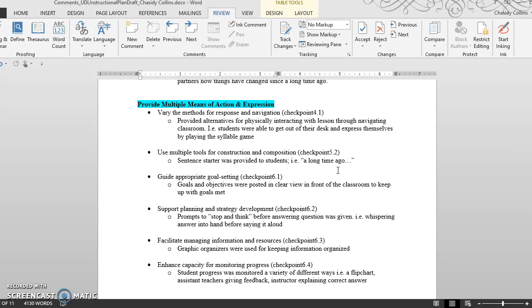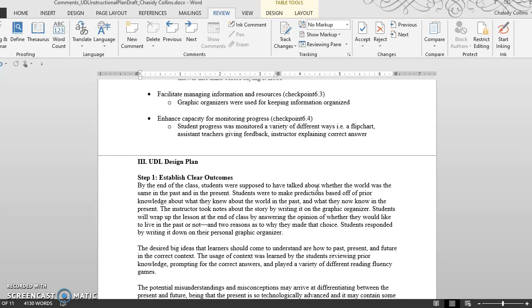So the instructor gave the students prompts to stop and think before answering a question. So an example that I gave earlier was that the teacher allowed for them to whisper into their hand before saying a word out loud and blurting it out. So this was a good way for the students to plan and strategize by way of getting ready to answer a question, and stopping and thinking and not moving ahead without giving it much thought.